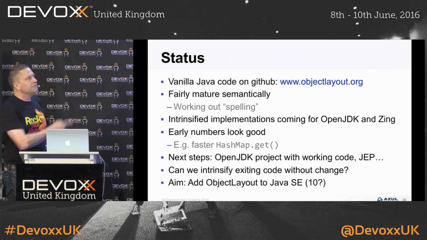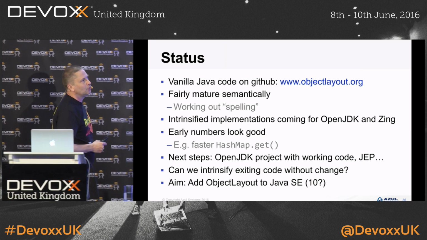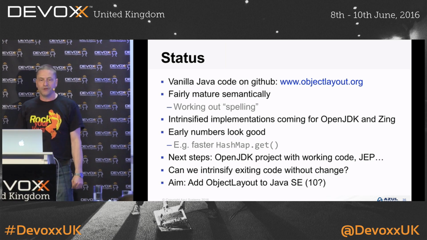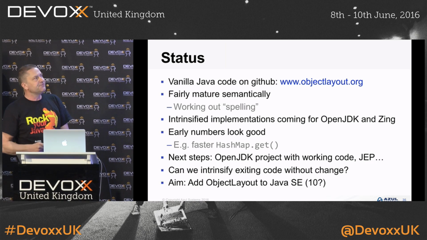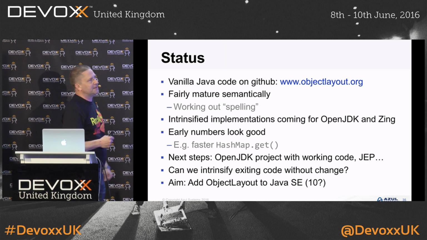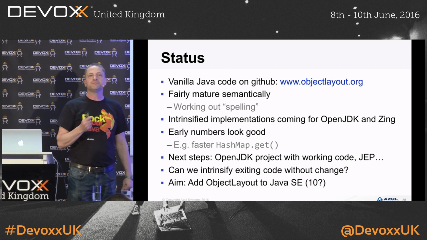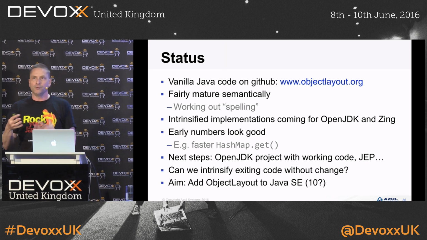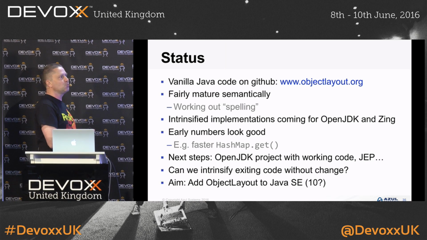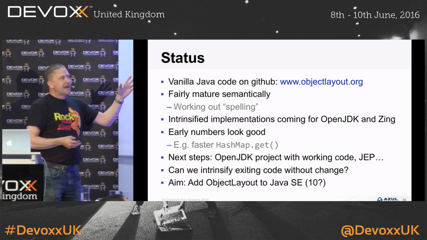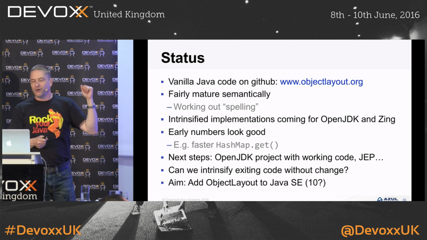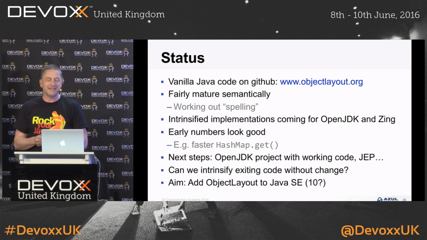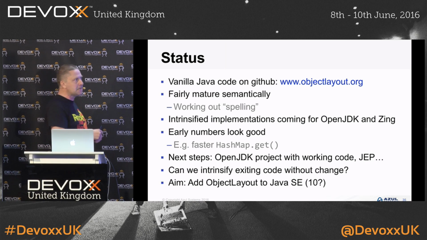Status-wise, there is code available for this project on GitHub. So you can go to objectlayout.org and follow the link from there. It is fairly mature semantically. As Gil likes to say, he's still trying to work out the spelling. So we may change some of the names of the classes, but essentially we've got a good working set there. At Azul, we've done intrinsified implementations for OpenJDK. We've done intrinsified implementations for Zing.